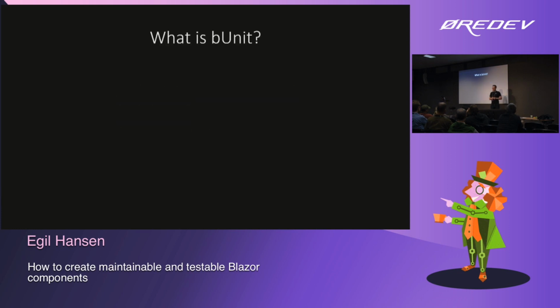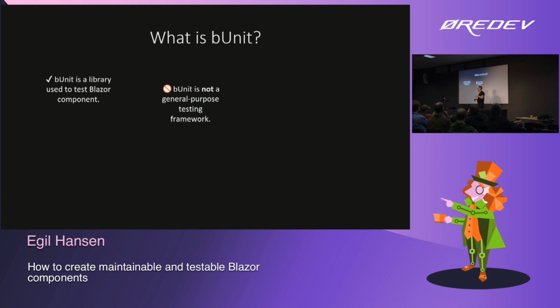So bUnit is a testing library for Blazor components. It's not a testing framework like XUnit, NUnit or MSTest. It's a library that you add on top of your test project, like XUnit, for example, like you would with FluentAssertions or NSubstitute or Hibernate or whatever is your favorite testing library. So it's just a library we add on top of that enables us to test Blazor components.